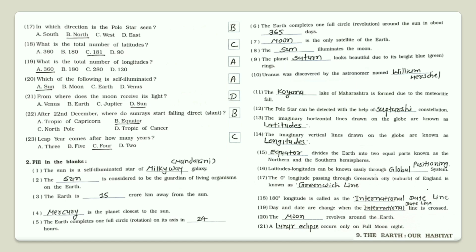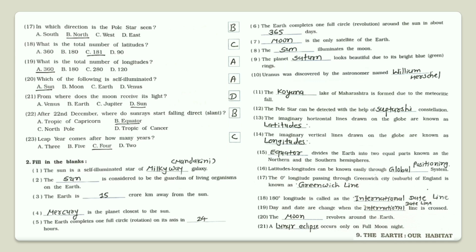Fifteenth number: the equator divides the Earth into two equal parts known as the northern and the southern hemisphere. Sixteenth number: latitude and longitude can be known easily through the Global Positioning System. Seventeenth number: the 0 degree longitude passing through Greenwich city of England is known as the Greenwich line. Eighteenth number: 180 degree longitude is called the International Date Line.